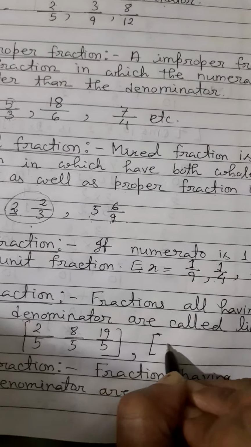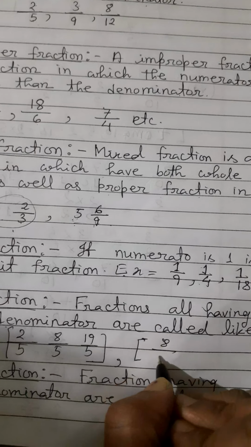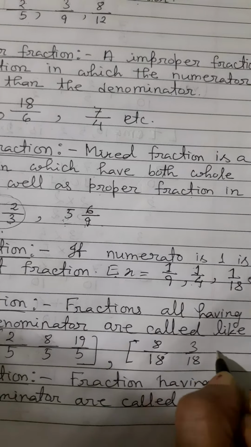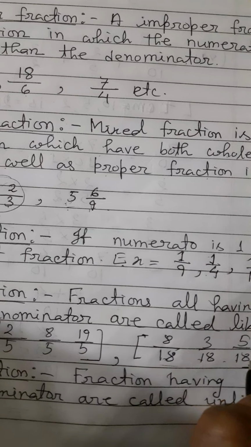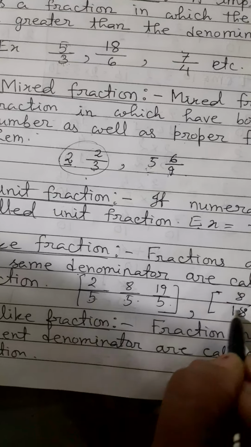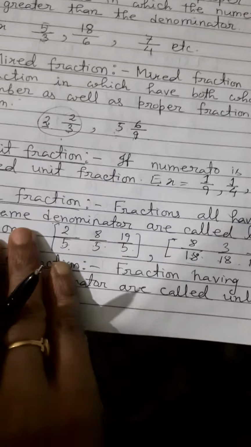Similarly, 8 by 18, 3 by 18, 5 by 18, these are also called like fractions because of the same denominator. Here the same denominator 18, 18, 18. Here also the same denominator 5, 5, 5. Therefore these are called like fractions.